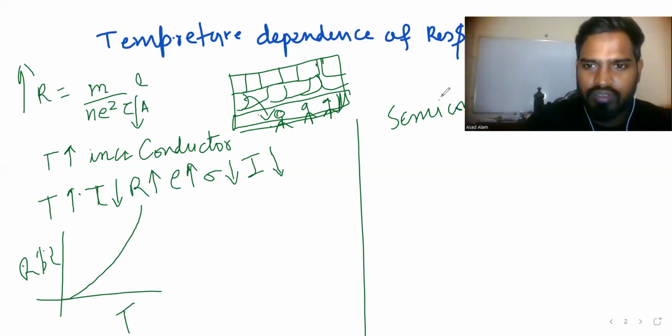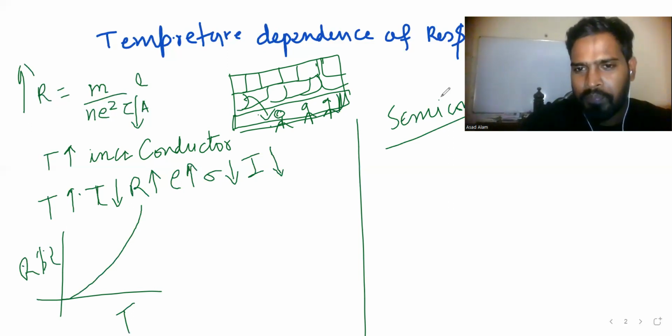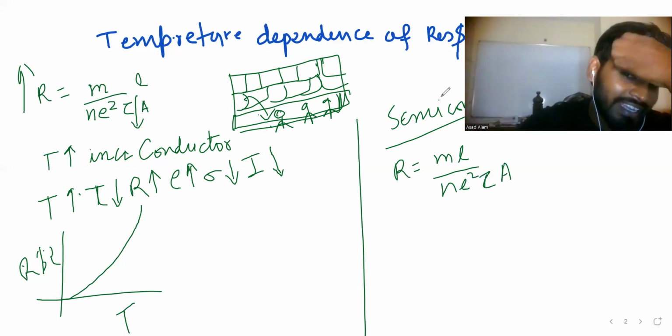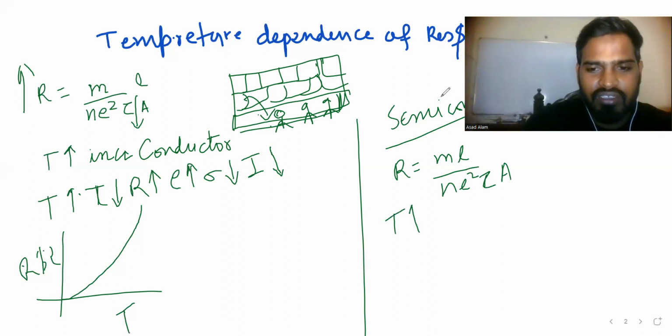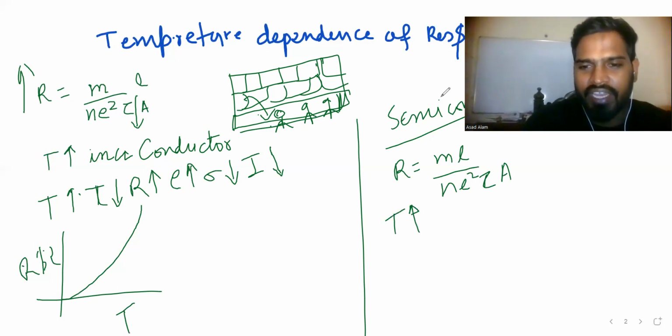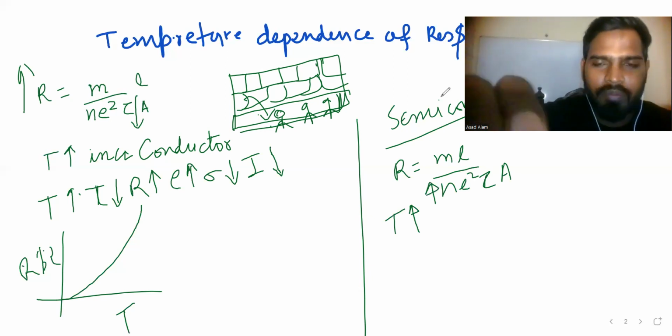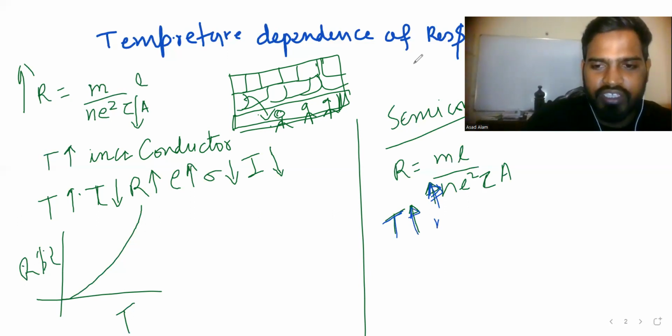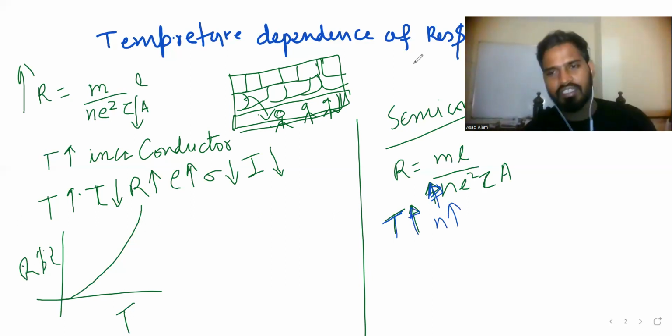Let's see how. For a semiconductor, we can say here again the same formula: R is equal to ml by ne squared tau into area. By increasing temperature, the main thing which is going to be affected is n. n will increase. By increasing temperature, n will increase. What is n? Number of charge carriers.